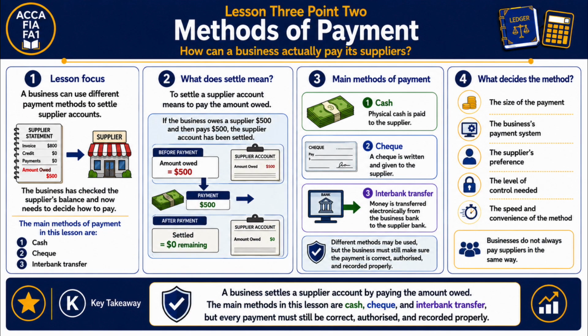Now we are studying Lesson 3.2, Methods of Payment. In the previous lesson, we studied supplier statements and how the business checks the supplier's balance before payment. Now we move to a practical question. How can a business actually pay its suppliers? A business can use different payment methods. The main methods in this lesson are cash, check, interbank transfer. The important point is this: different payment methods may be used, but the business must still make sure that the payment is correct, authorized, and recorded properly.